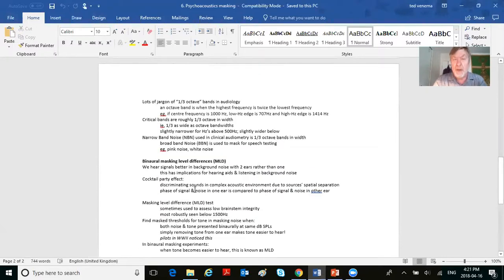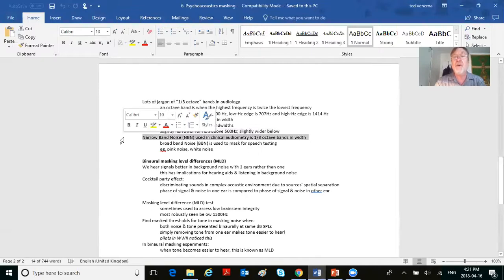Lots of jargon about 1/3 octave bands in audiology, but basically you can read this. An octave band is when the highest frequency is twice the lowest frequency. So if the center frequency is 1,000 hertz, the low frequency edge might be 707 hertz and the high frequency edge would be 1,414 hertz. Critical bands are roughly about 1/3 of an octave in width, i.e. a third as wide as octave bandwidths. Slightly narrower for frequencies above 500 hertz, slightly wider below.